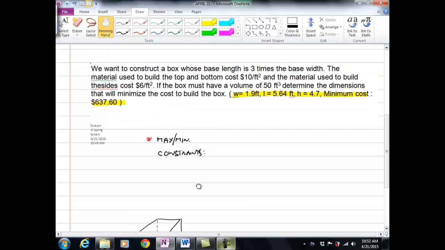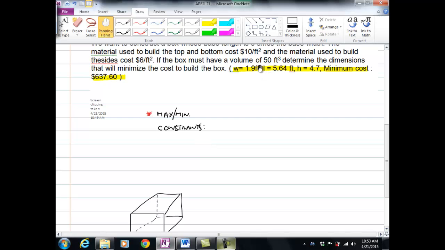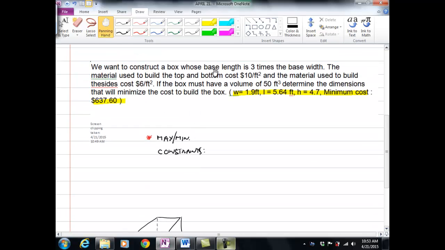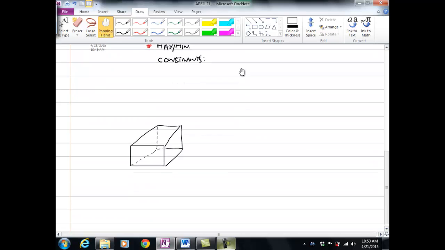Okay. Now, I want the box to have exactly 50 cubic feet. So this box, but it says one more thing. The base length is 3 times the base width. So why don't we call this the width? Okay. So if that's the width, you need to label this line right here 3W. Very simple. See, there's no tricks to this. Only trick is can you understand the words into numbers?